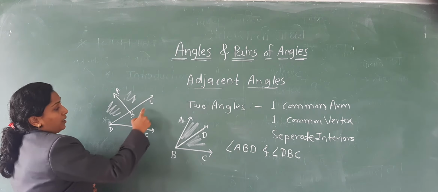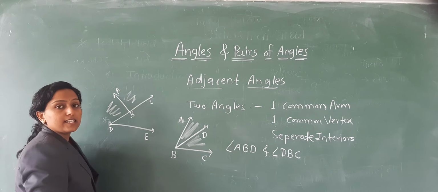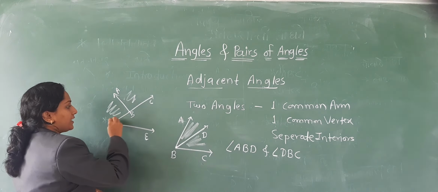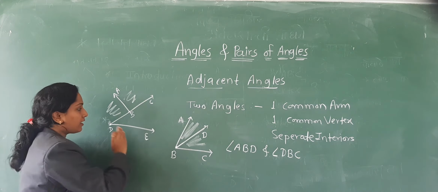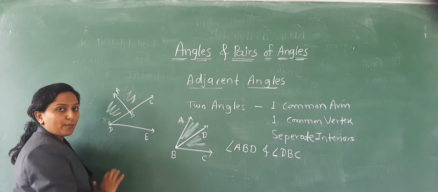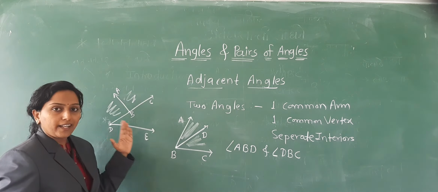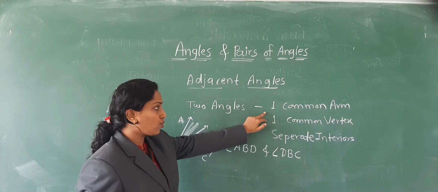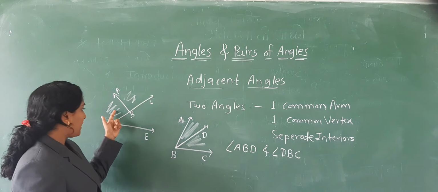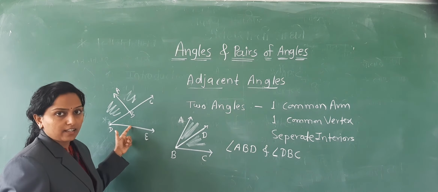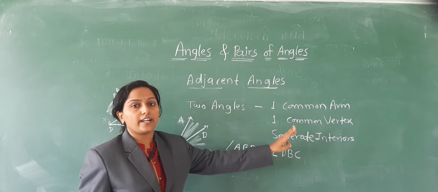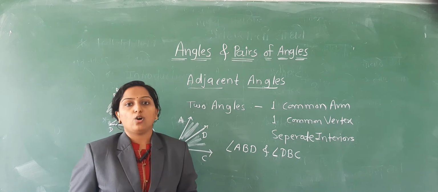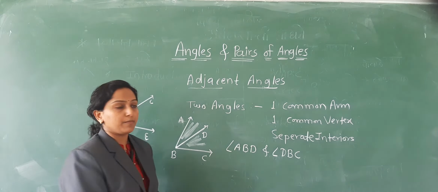But angle CDE is not adjacent to angle ABC or ABD because its arms are different. There is no common arm, and there is no common vertex either. I know they have separate interiors, so only the third condition is satisfied here, but the above two conditions are not satisfied. That's why these two angles are not adjacent angles. Only when all three conditions are satisfied can the given two angles be said to be adjacent angles.